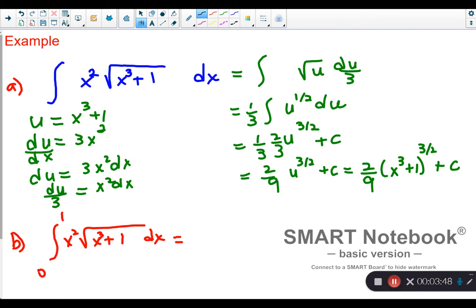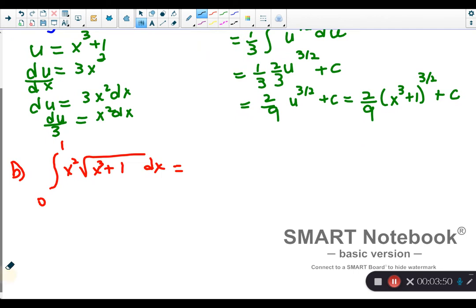Okay, now part B of the problem is asking us to do the same problem but from 0 to 1. In a situation like that, first you would have to solve the entire problem. Assume there is no limits of integration. Okay, finish the problem. Since we've already done that, I'm going to write it down. So this one was copying the answer from the line above.